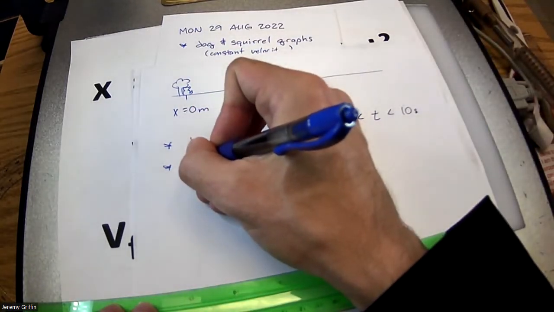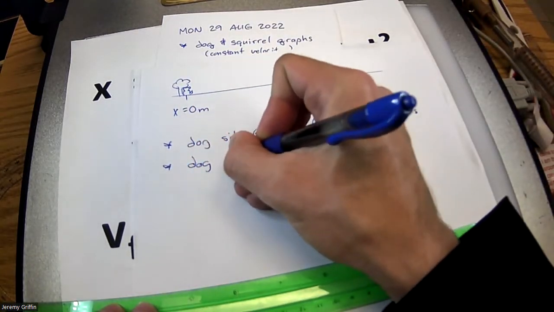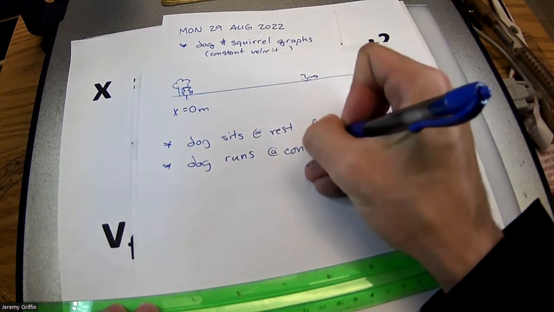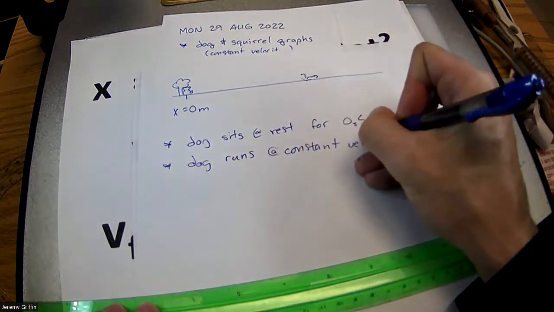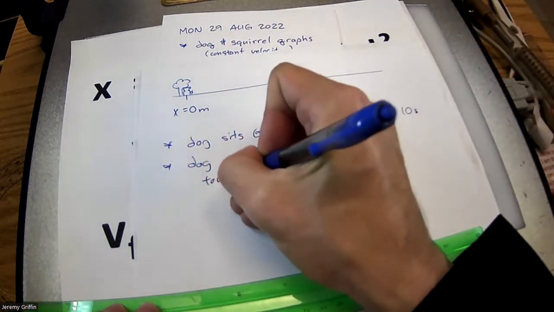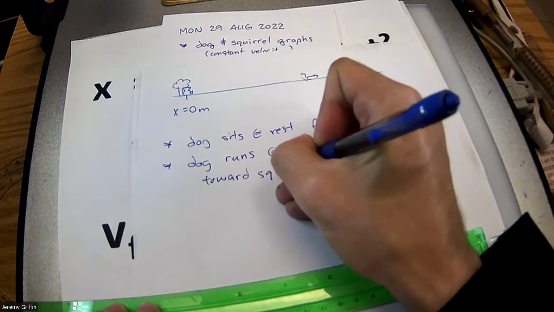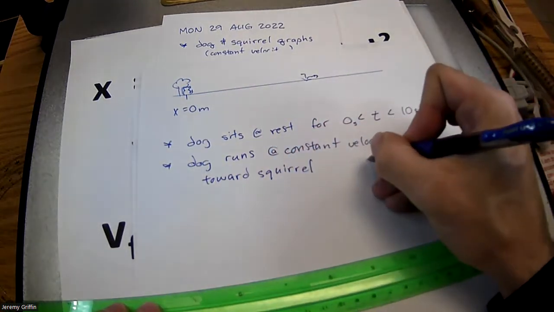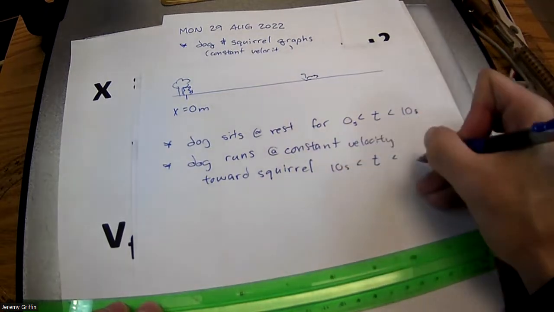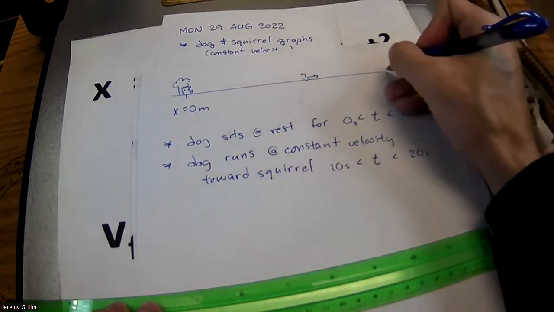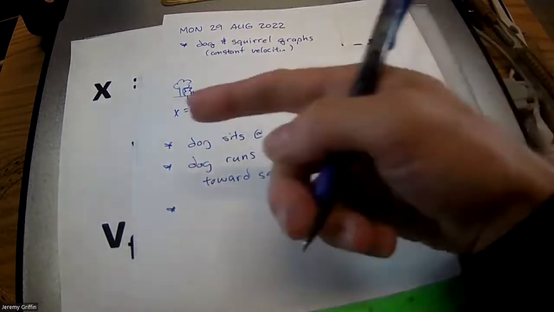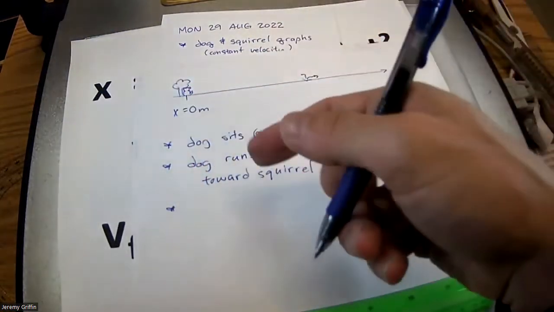Then the dog notices the squirrel and runs at constant velocity towards the squirrel between 10 and 20 seconds. So 10 seconds to 20 seconds. It's called the positive x direction. Then the squirrel's going to run back the other way and up that tree. There's only one tree in this story.